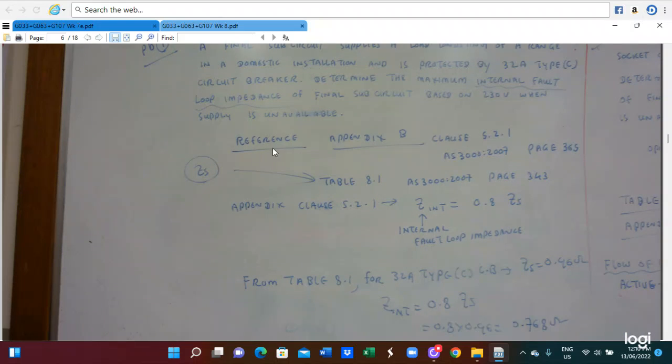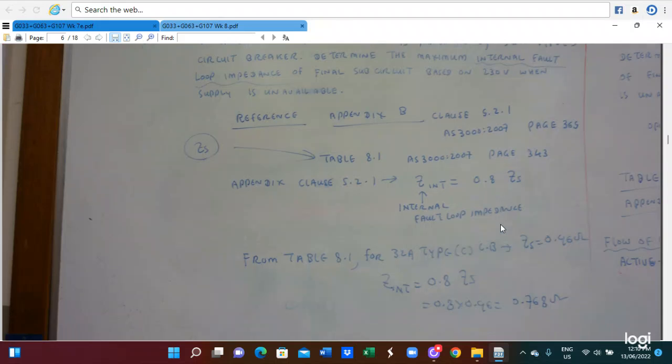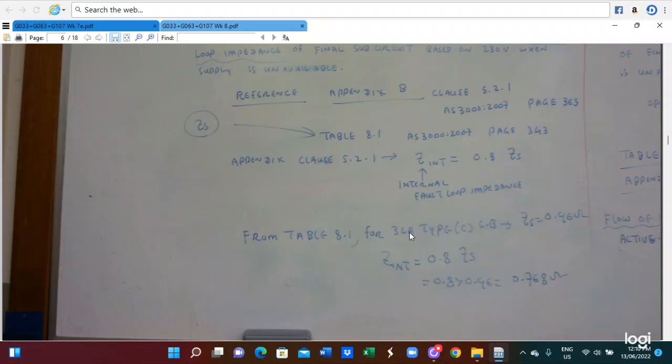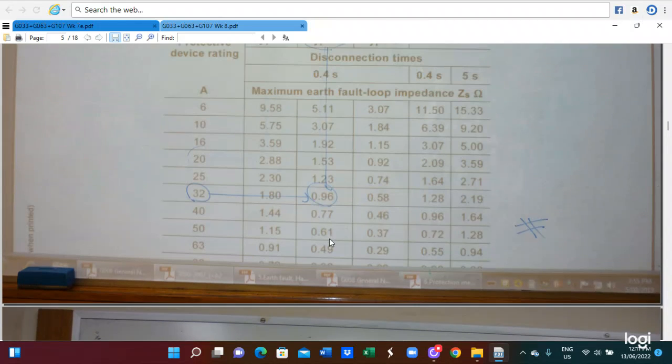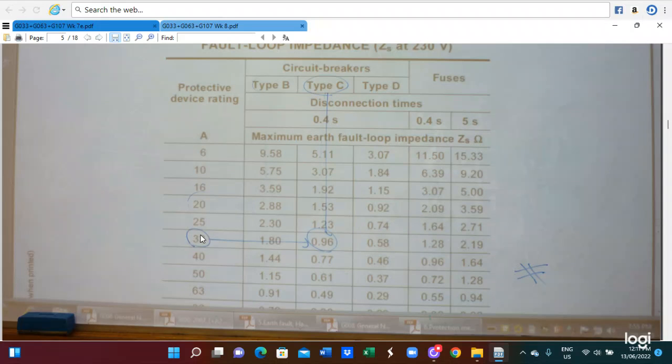In this case, for the earth fault loop impedance we should use Table 8.1. In Table 8.1 we find the earth fault loop impedance, and also clause 5.2 is the internal impedance, 0.8 ZS. From Table 8.1, for the 32 ampere type C circuit breaker, this is 0.96 ohm.